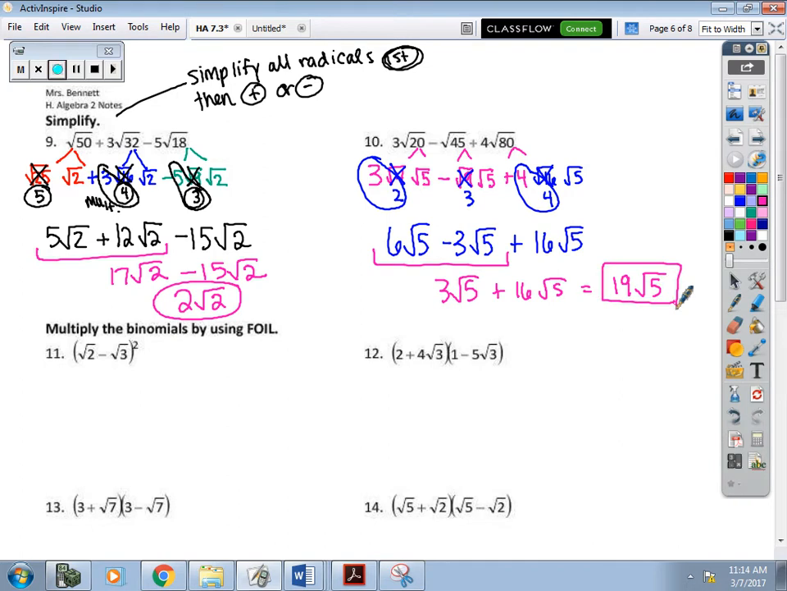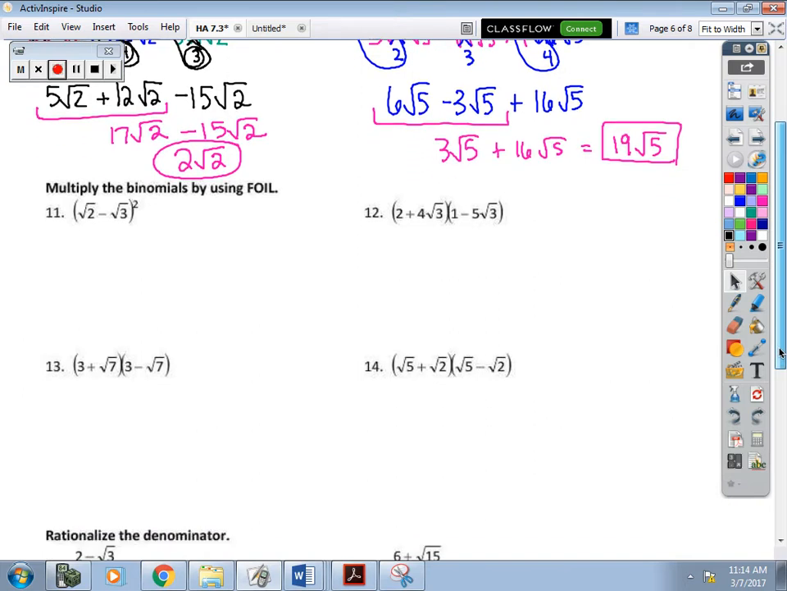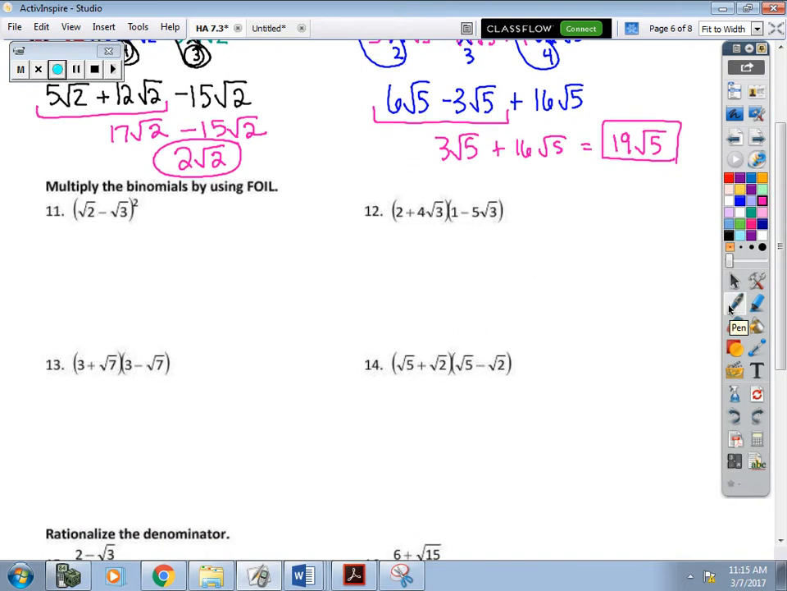The rest of the problems are going to involve multiplying and dividing. So stuff that we've looked at, but without a binomial. So today we're going to see two things being added or subtracted that are radicals. What do you think my first step for number 11 would be? Let's say to multiply using FOIL. So you guys see a quantity squared. Good. Expand this.